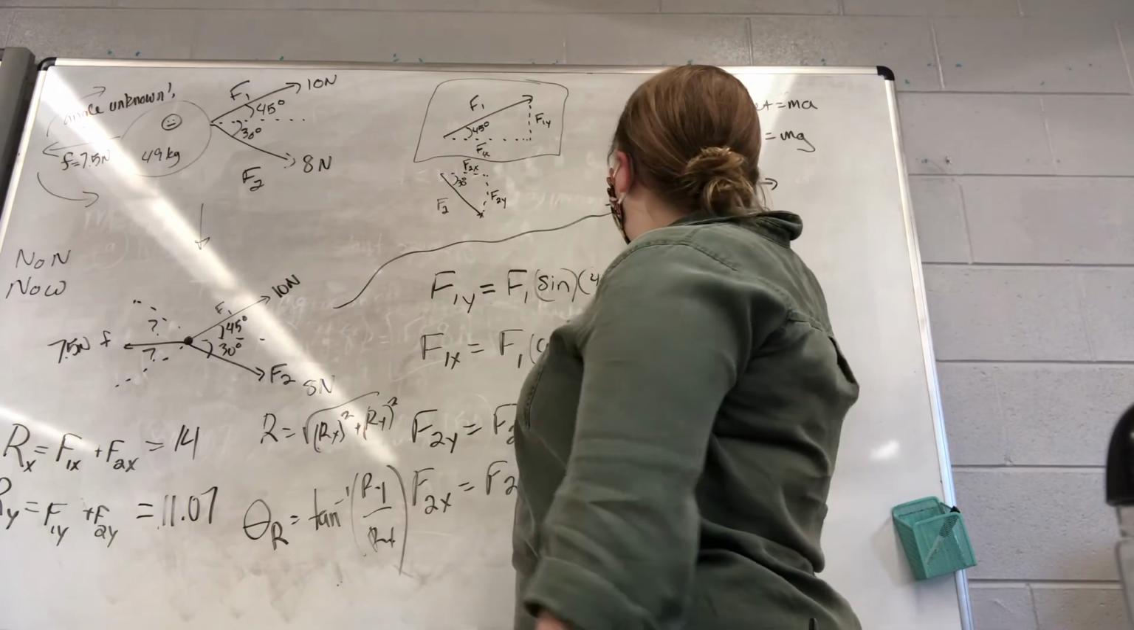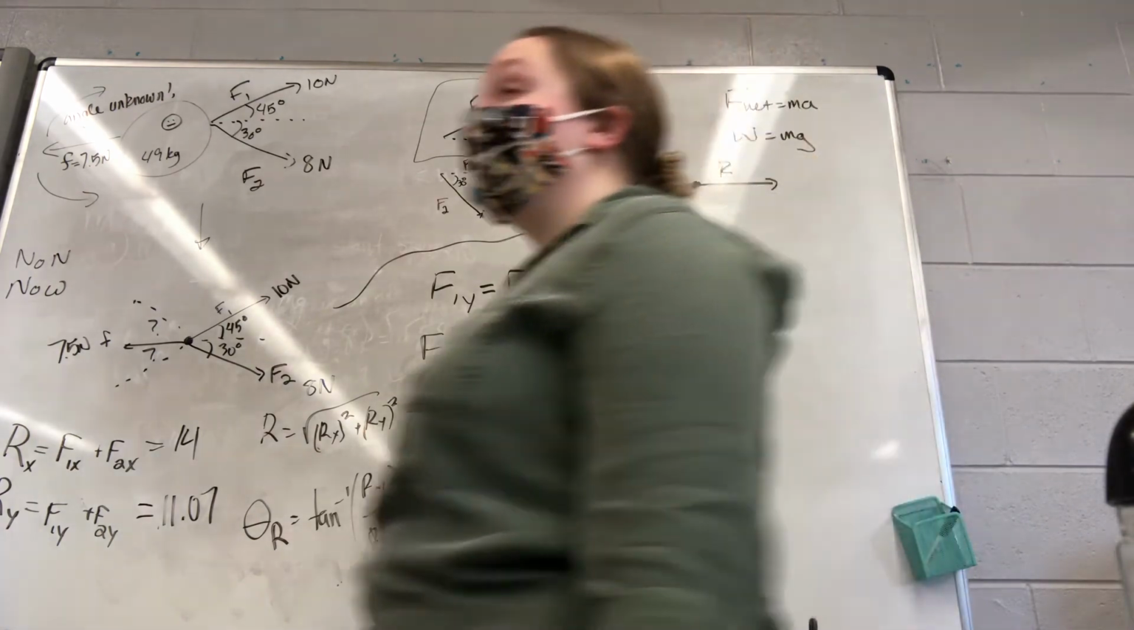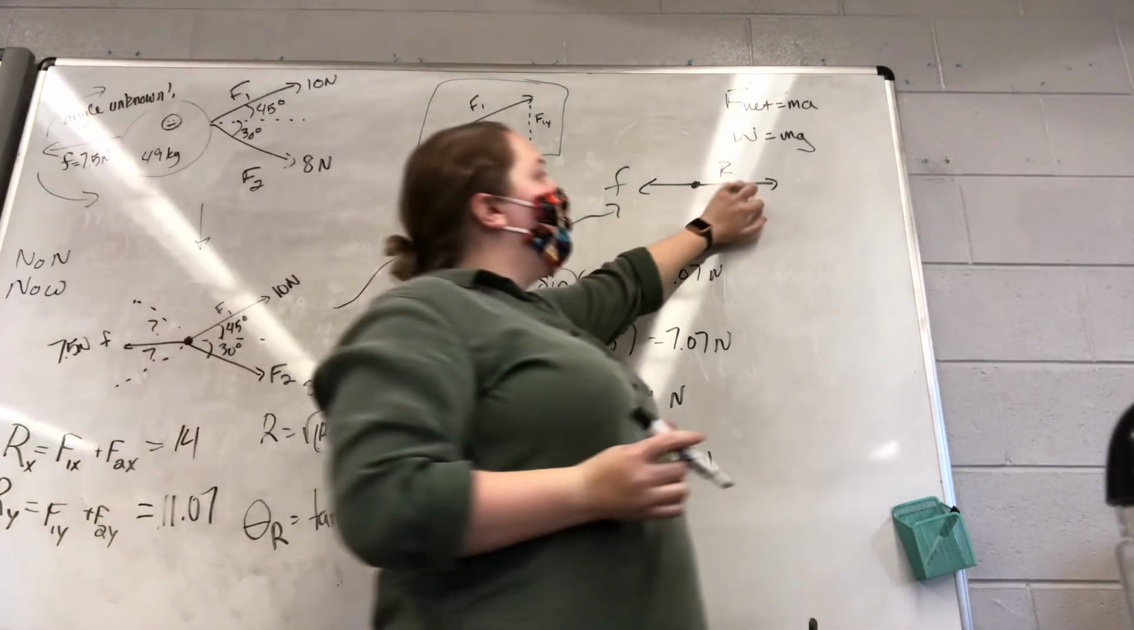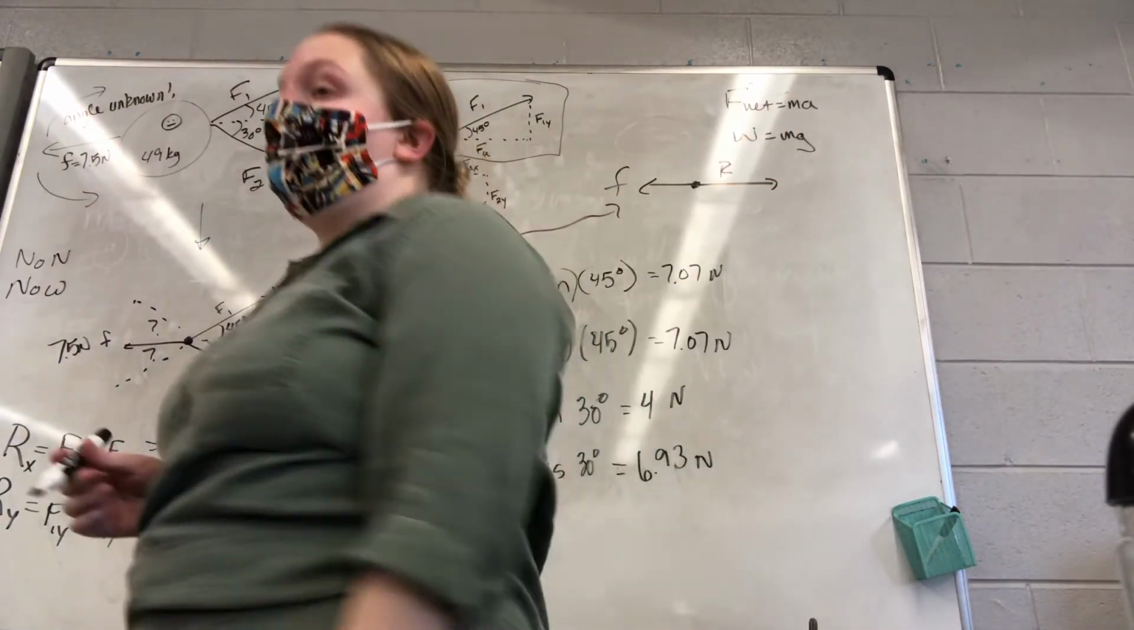Whatever r is, friction has to go opposite because that's like our net force vector. That's our goal. Our ultimate goal is to figure this part out because once we have this, we can just move on to Newton's second law.